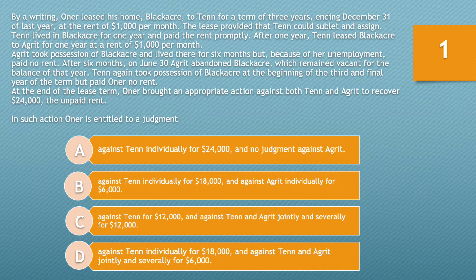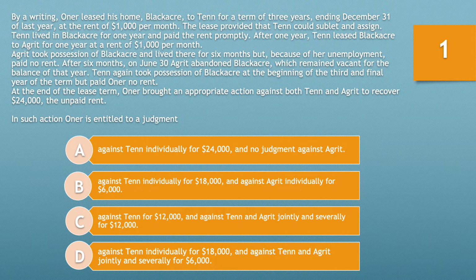Agrit took possession of Blackacre and lived there for 6 months, but because of her unemployment, paid no rent. After 6 months, on June 30th, Agrit abandoned Blackacre, which remained vacant for the balance of that year. 10 again took possession of Blackacre at the beginning of the third and final year of the term, but paid owner no rent. At the end of the lease term, owner brought an appropriate action against both 10 and Agrit to recover $24,000, the unpaid rent.